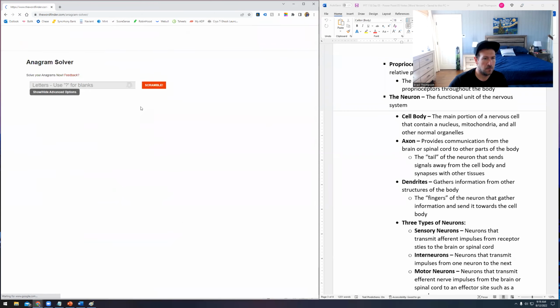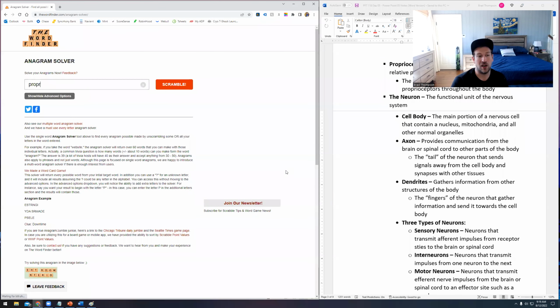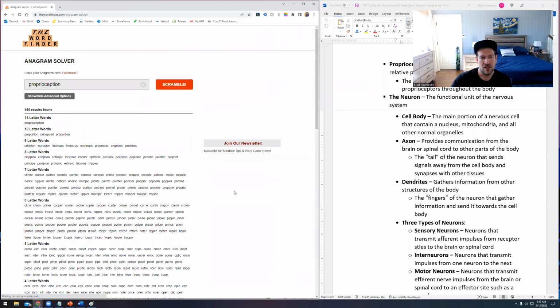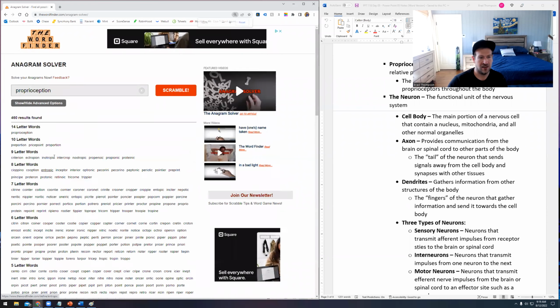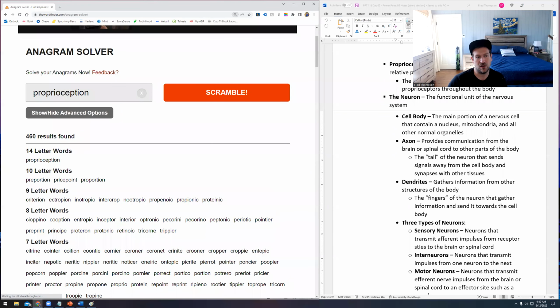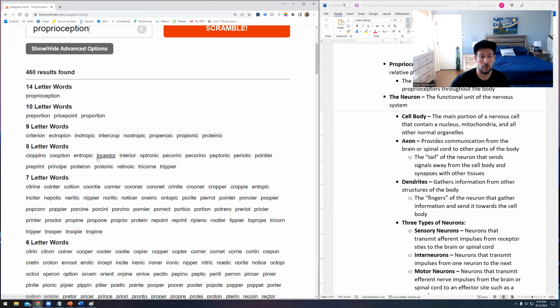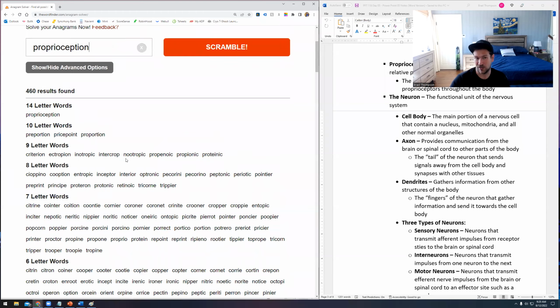Let's type in the word proprioception. Big old long word, 14 letters. But look at this. If you were just to use the letters P, R, O, we got P again, R again, I, O again, C, E, P, we use all these letters and put them in whatever order. I can make the word proportion, price point, proportion, criterion, ectropia. What the heck does ectropia mean? I know tropic. I don't know most of these words, but I can make all these other words, right?